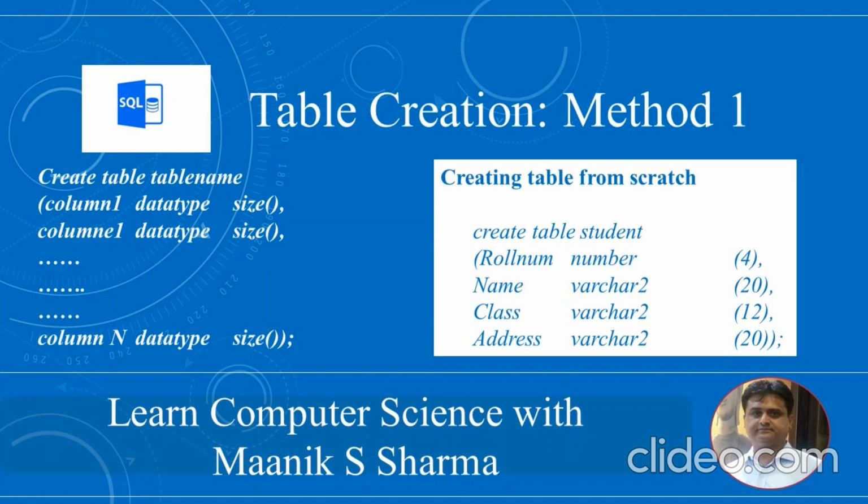The steps to create a student table are: CREATE TABLE student, bracket start, roll_num, its data type NUMBER and size 4, then name, VARCHAR2, size 20, then class, its data type VARCHAR and size 12, then address, again its data type is VARCHAR and size is 20. At last we have put the semicolon to terminate the statement.